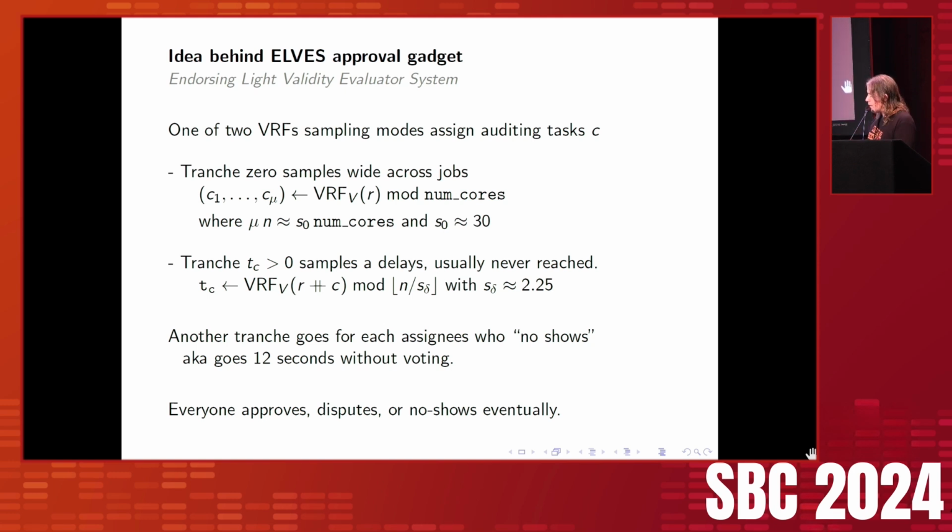Now, that 2.25 means that if you have a 1/3 adversary, then you're checked by, in expectation, 1.5 honest validators. And the point is, eventually, every validator either approves, disputes, or becomes one of these no-shows.